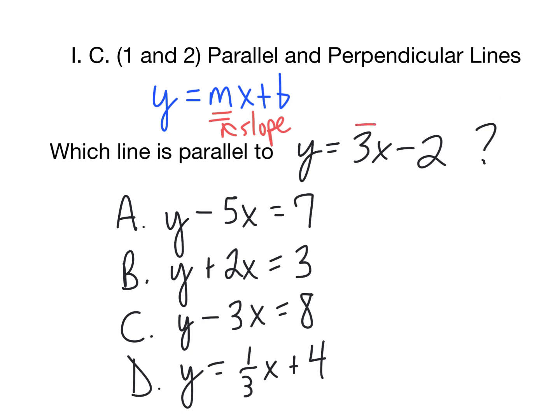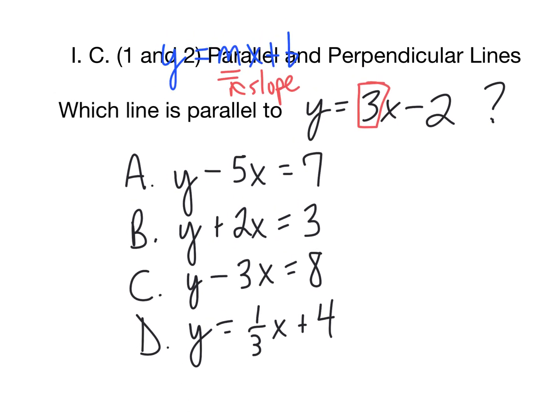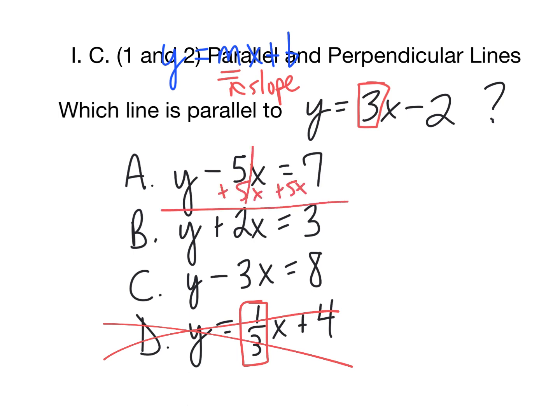So this first line was already solved for y, so that has a slope of 3. If you look at our options, there's only one of them actually solved for y. This last one has a slope of 1/3, so that's not going to be it. Those slopes are different. And notice the y's don't have any numbers in front of them, so we could simply add 5x on both sides on this first equation. That would have a slope of 5, so that's not going to be the same.